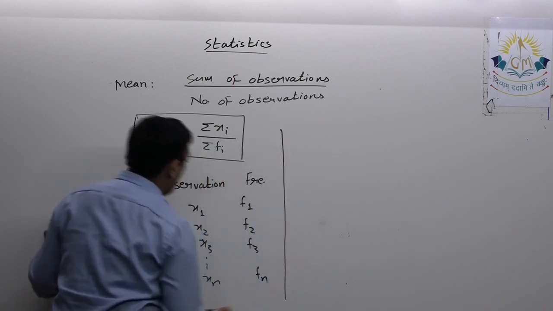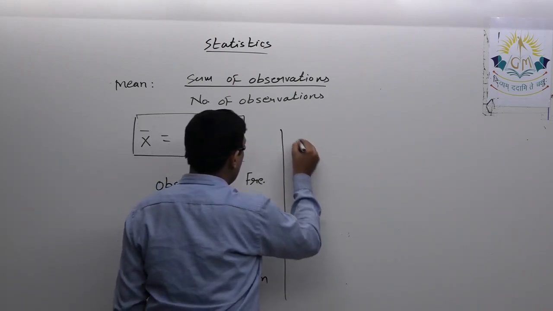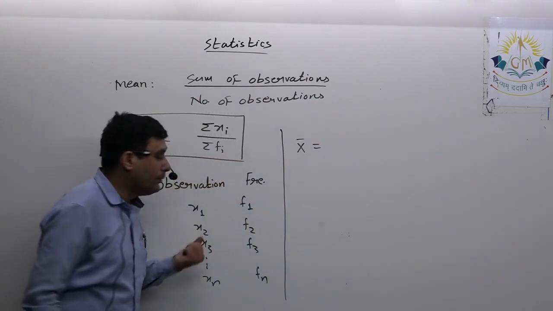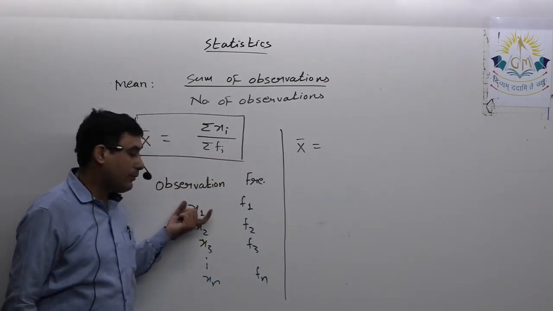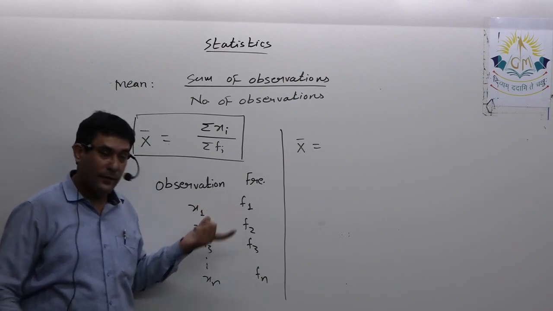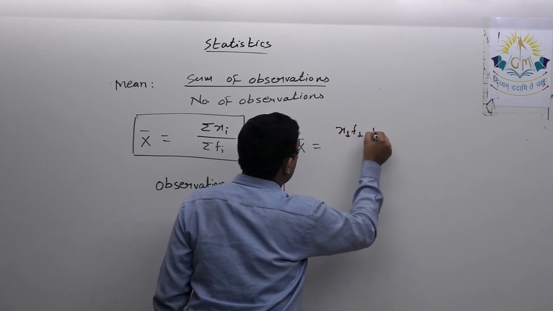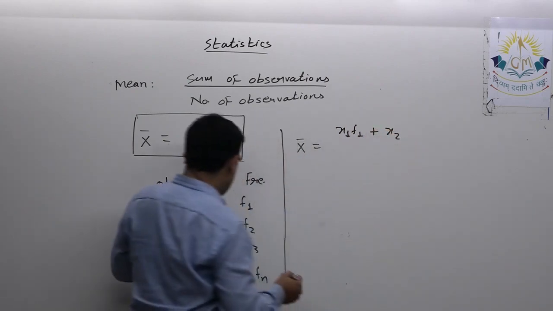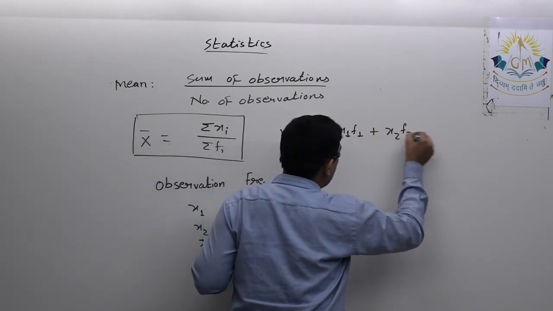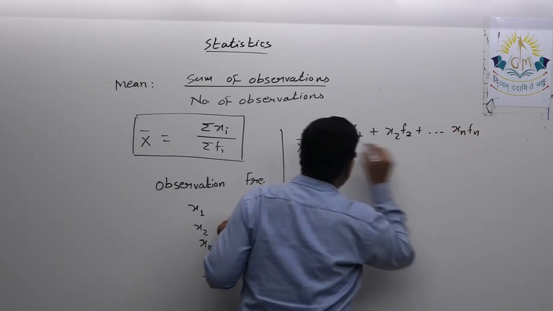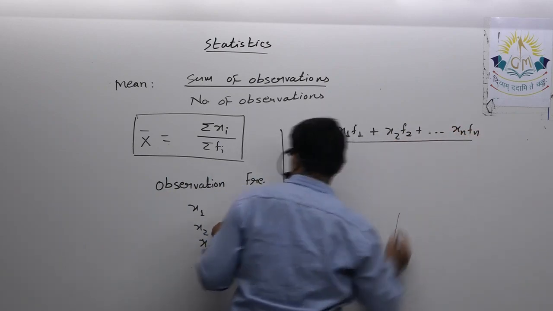Then how to write the mean? Mean is equal to the sum of observations. That means x1 occurs f1 times, so here I write x1 f1. Then x2 occurs f2 times, so x2 f2. In a similar way, xn fn, divided by the number of observations.